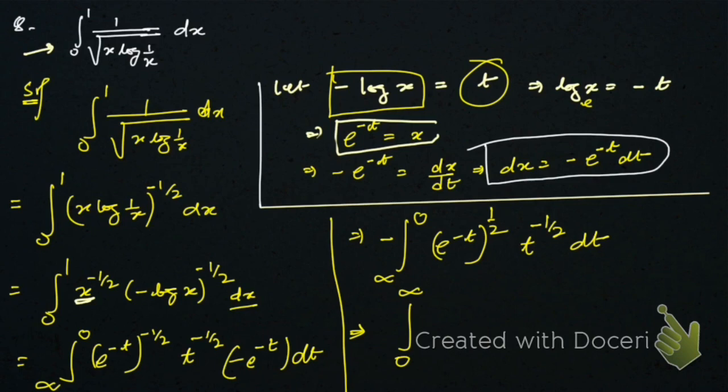Now we can write t to the power minus half e to the power minus t into half, meaning t by 2, dt. That is what we have got, right? So sorry, here we should not write implies, that should be an equal sign. Okay, now let me copy this last step and let me go to the next slide.